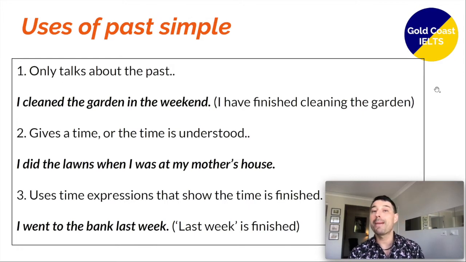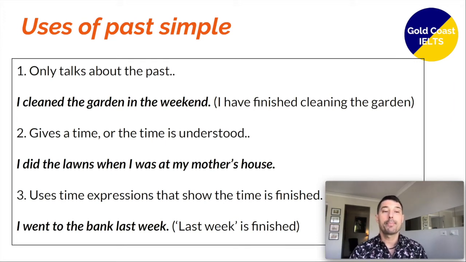And there are three main ways we use the past simple. The first one is to only talk about the past. Example, I cleaned the garden in the weekend. That means I have finished cleaning the garden. Number two, it gives a time or the time is understood. For example, I did the lawns when I was at my mother's house. So this is giving the time. You were at your mother's house, not now when you're in a different place.